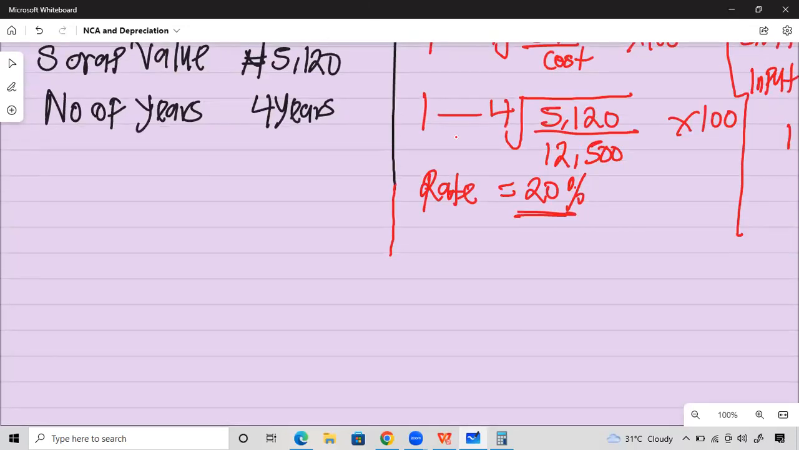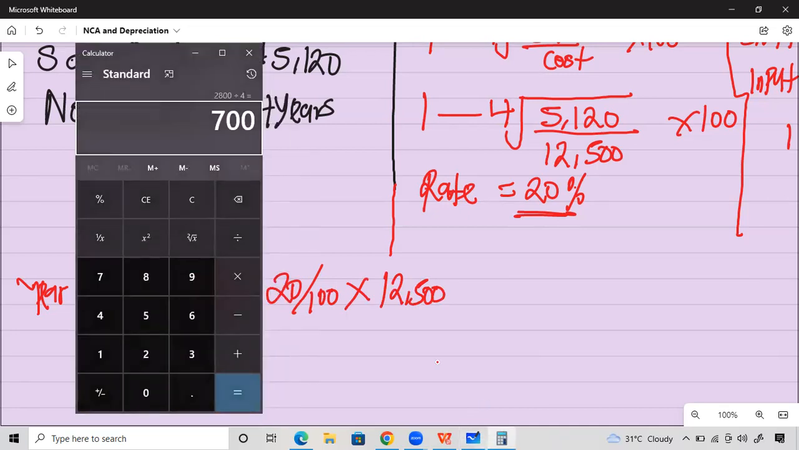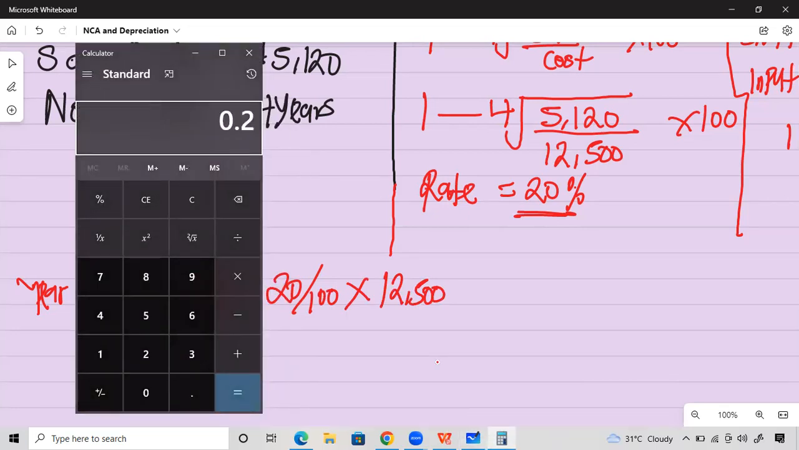So once you get this rate, the next thing that you now need to do is calculate the depreciation yearly. Please hold on. In year 1, you are going to use that rate, 20 divided by 100 multiplied by the cost. If you say 0.2, then multiply by 12,500, you are going to have 2,500.